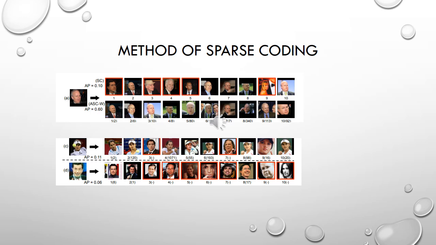Finally, figures A and B show two query examples of SC and ASCW respectively. The red box indicates the false positive, and the number below each image is its rank in the retrieval results, and the number in parentheses represents the rank predicted by SC. The improvement of ASCW compared with SC is probably contributed by attributes such as eyewear and hair colors. Even though some attributes are not always consistent with the same person, we can still retrieve the image using ASCW. Figures C and D show two examples using this method.